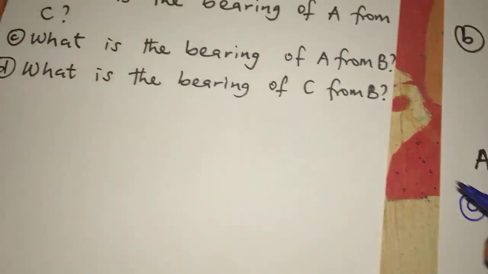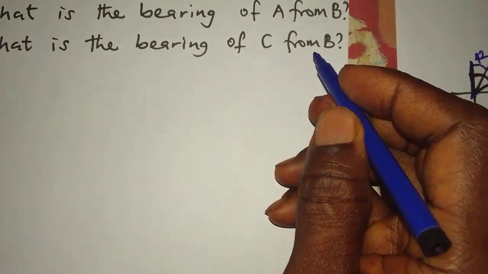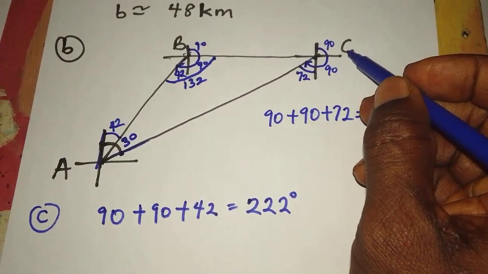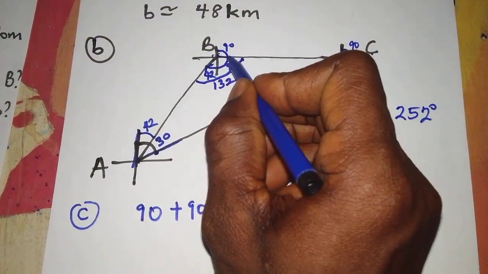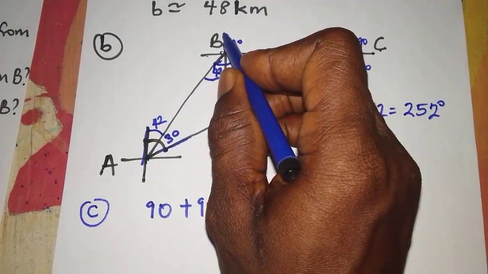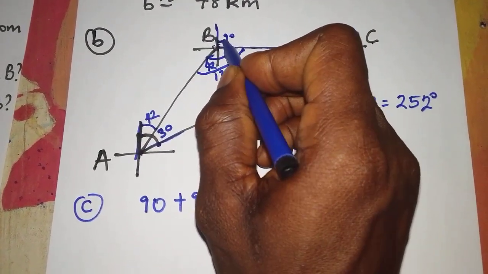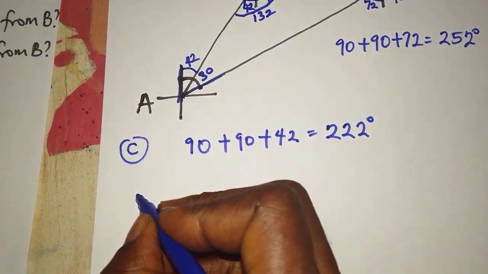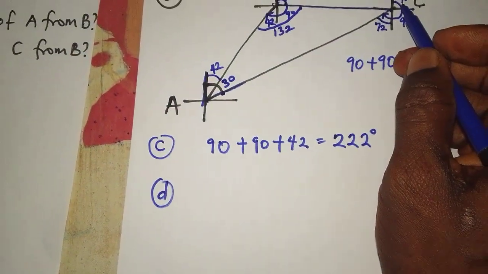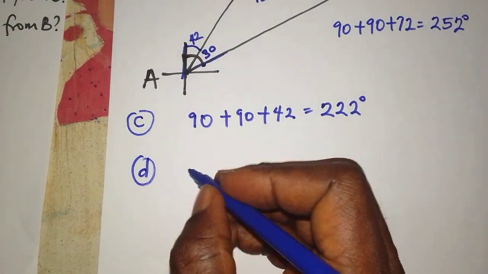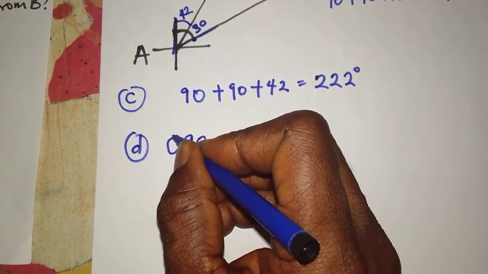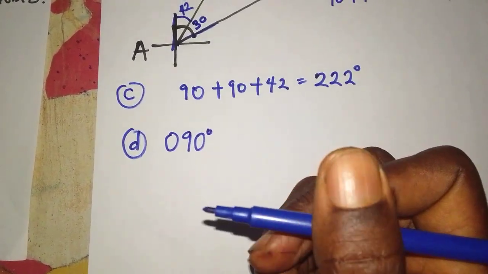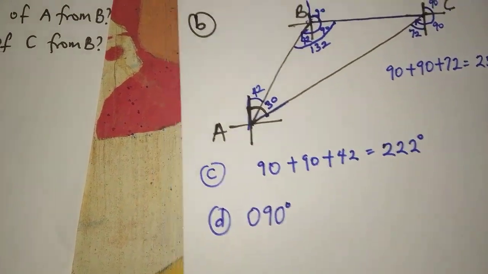Then the last part says D. What is the bearing of C from B? From B, this is the line where you get C. So you measure it from the north to this line. You can see that this is 90 degrees. So the bearing of C from B will be 90, and in bearing you write in 3 figures. So it's going to be 090 degrees. So now we are going to move to the work practice.